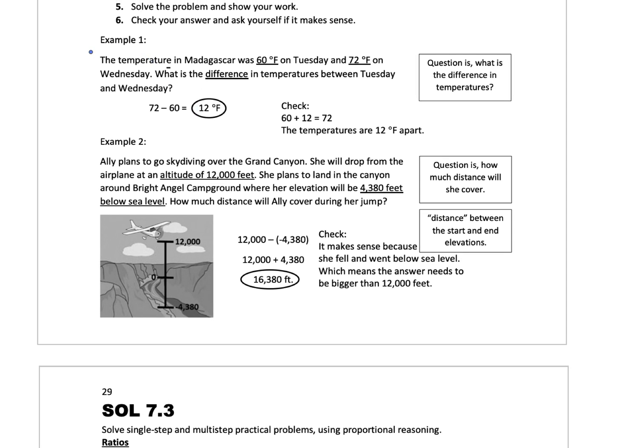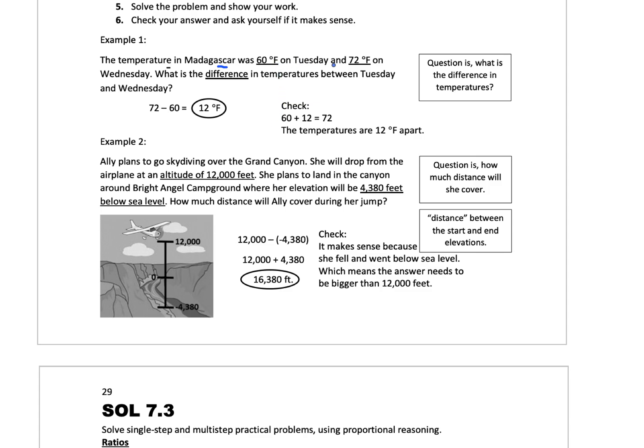In example 1, the problem says the temperature in Madagascar was 60 degrees on Tuesday and 72 degrees on Wednesday. What is the difference in temperatures between Tuesday and Wednesday? So the question tells you what's the difference in temperatures. That's what they want you to figure out. So difference becomes that key word that we're talking about. Difference means subtract. So we're going to be subtracting in this problem.